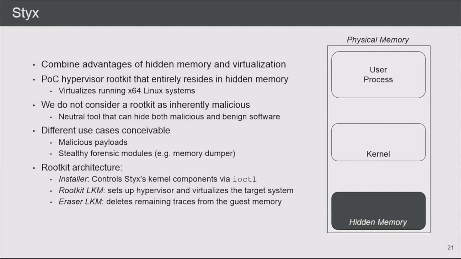As for the rootkit architecture, it basically consists of three components, which is first an installer component which is running in user mode and basically controls the kernel components via the IOCTL interface. And we have two kernel modules, which is on the one hand the Rootkit LKM. LKM therefore stands for Loadable Kernel Module in the Linux world. Which is responsible for setting up the hypervisor as well as virtualizing the target system. And we have a second module called the Eraser LKM, which is deleting all remaining traces in the guest's memory.